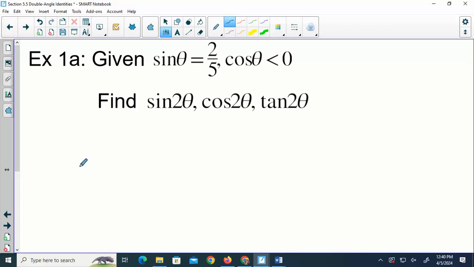Alright. So I'm going to give you that sine of theta is 2 over 5. Cosine of theta is less than 0. I want to find sine 2 theta, cosine 2 theta, and tangent 2 theta.